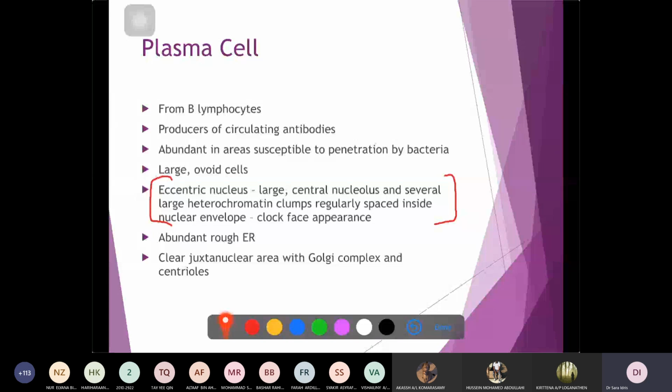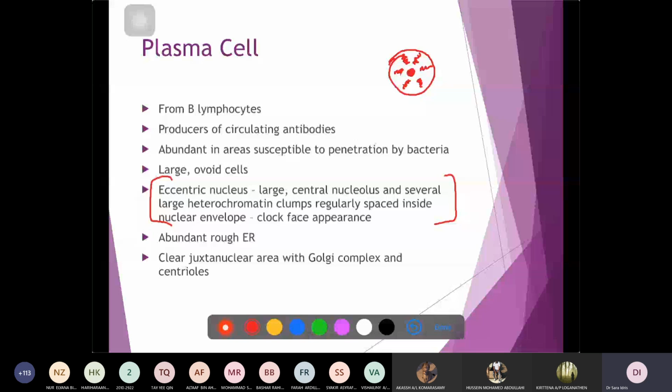The nucleolus appears in the middle, and surrounding it you have heterochromatin clumps, which are spaced in a specific way around your nucleus. So you have the nuclear envelope, in the middle your nucleolus, and then the heterochromatin clumps spaced regularly. It looks somewhat like that, and this is what is known as a clock face appearance.